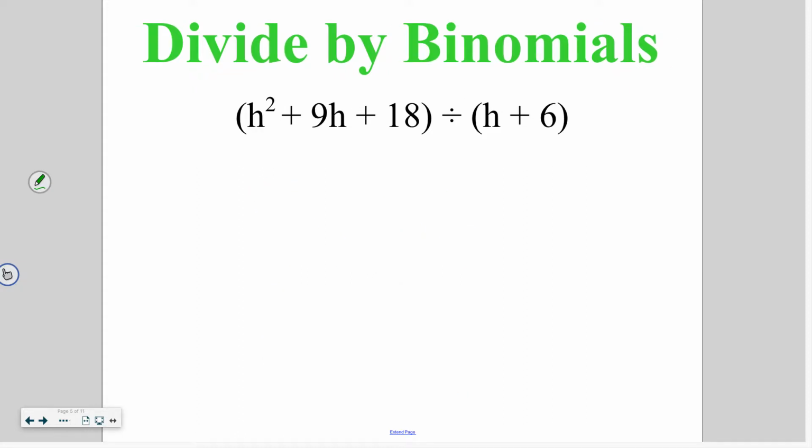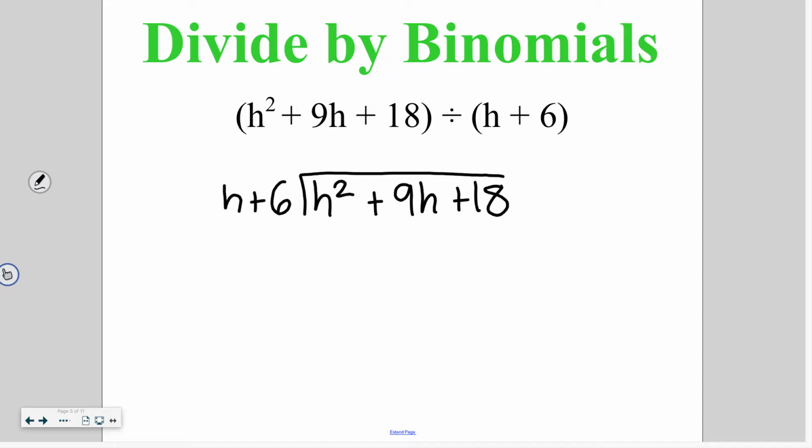Then we have division by a binomial. This one takes a little bit more time, and it's going to look familiar to something you did back in 4th grade, which is long division. So how we're going to set this up is we're going to take h plus 6 and put that on the outside of our division bar, and line up h squared plus 9h plus 18 on the inside.